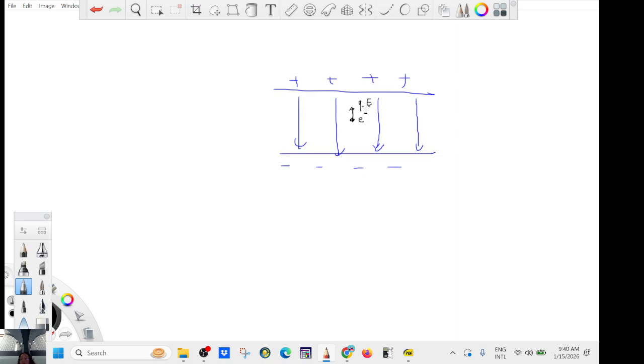F equals QE. Q is the charge of an electron. So the charge of an electron is 1.6 times 10 to the negative 19 coulomb, and that will be the notation, charge of an electron. So it wants to go up, but at the same time it has a mass. So the experiment was done with more than one electron. But that's the idea. And that will be gravity, mg.